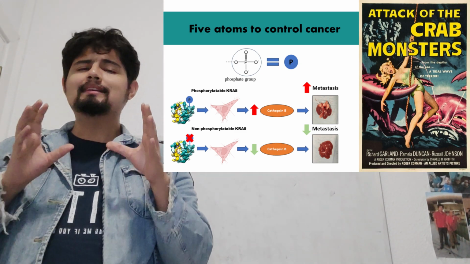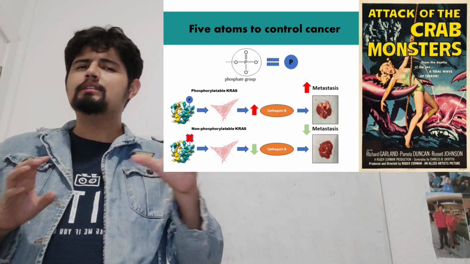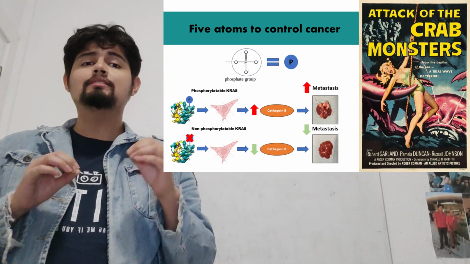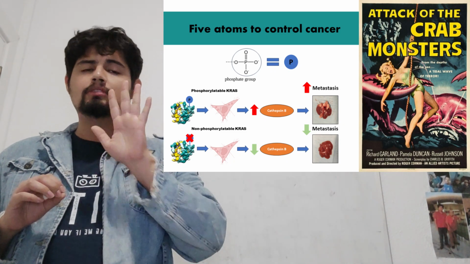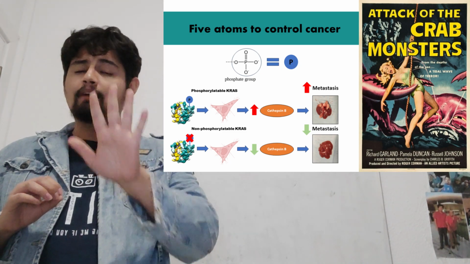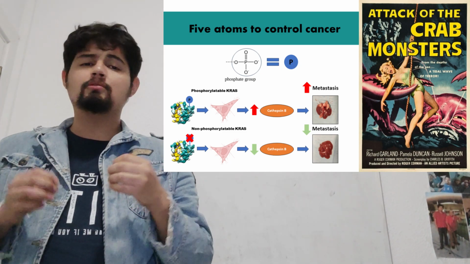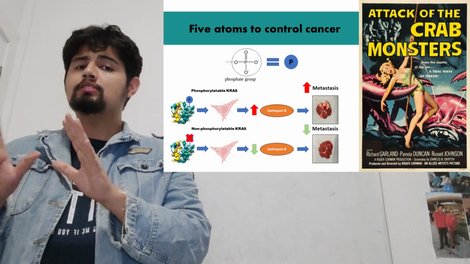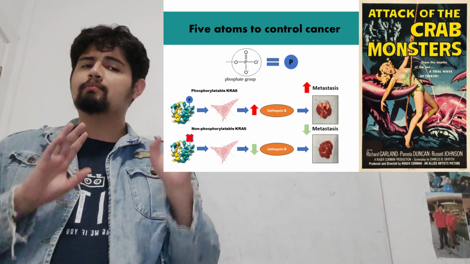Nevertheless, KRAS activity relies on small changes in the protein such as phosphorylation. Phosphorylation adds only 5 atoms into the protein, but these 5 atoms can change the behaviors of the cells completely. We have studied how phosphorylation of KRAS can modify cancer properties.